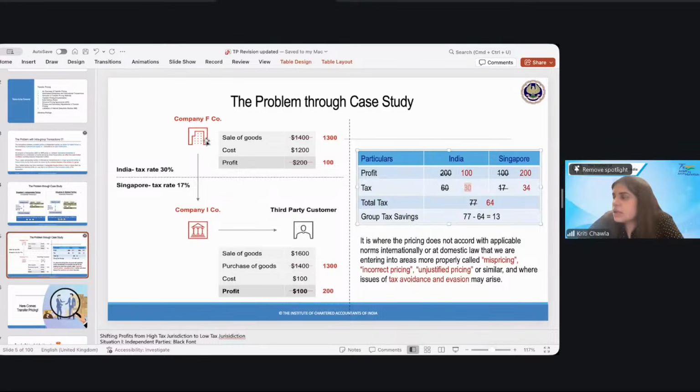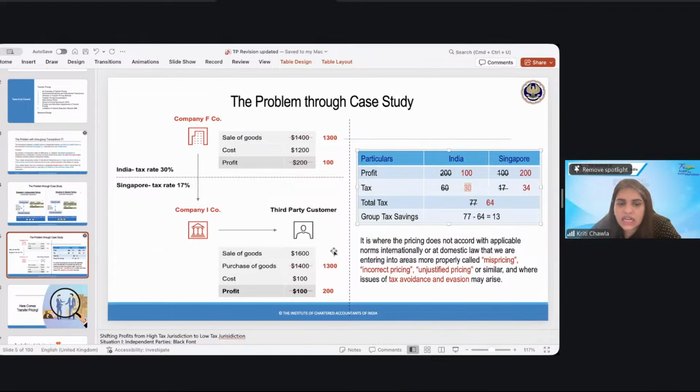Now, this particular commodity goes to company I in Singapore. They purchase the commodity at $1,300. The cost again is $100 in advertisement, marketing, etc. And the sale of goods now happens at $1,600. Why $1,600? Because this is a third party cost. This will never change irrespective of the fact whether company F and company I are related to each other or they're not related to each other. This will not change at all.